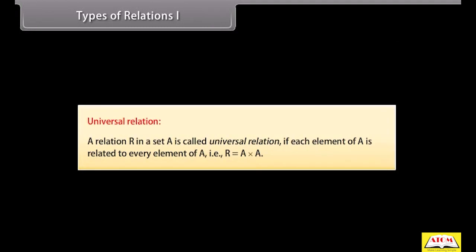Universal relation. A relation R in a set A is called universal relation if each element of A is related to every element of A, that is, R is equal to A cross A. Types of relation 2.